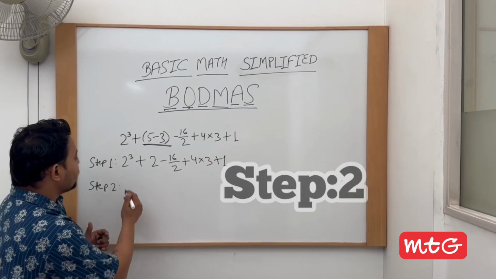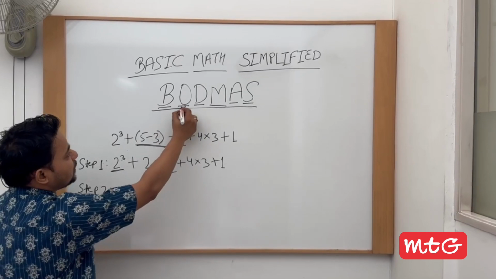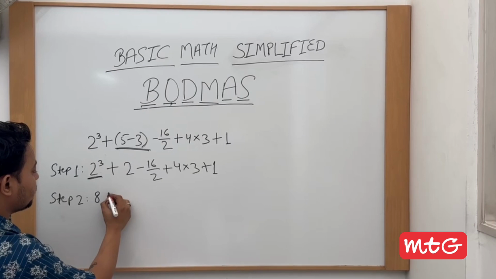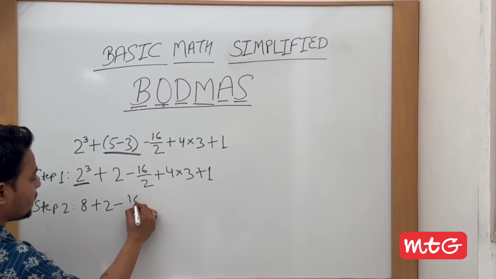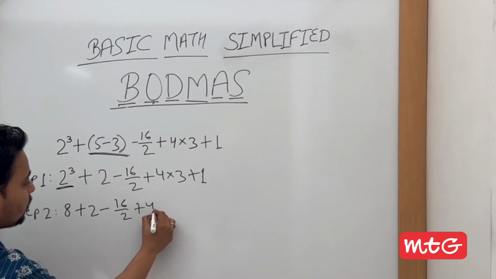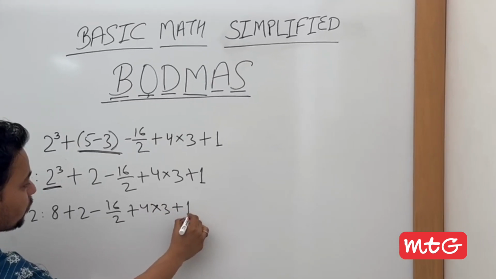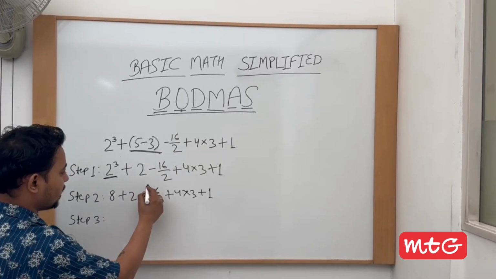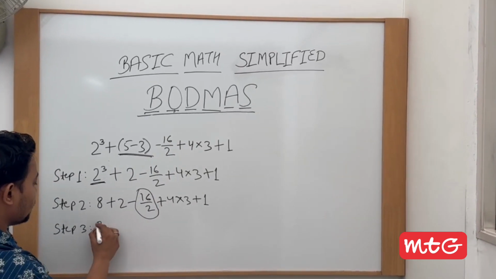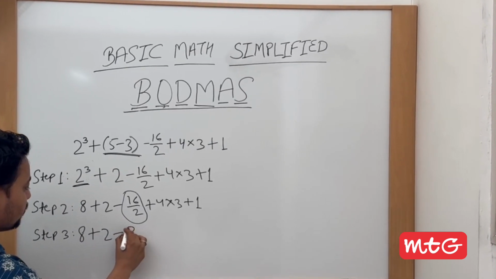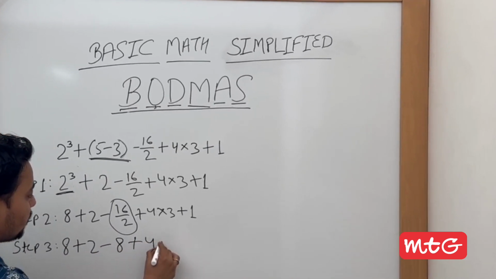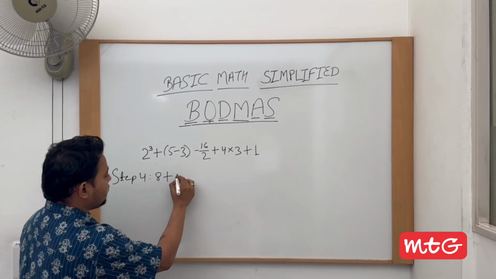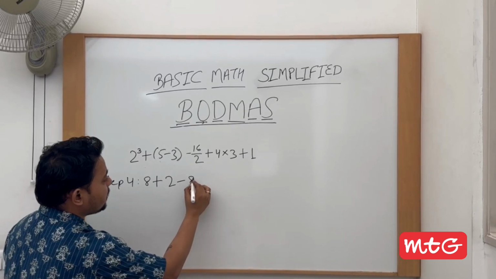Into the next part, we have to solve this one. As the formula says, after bracket we have to move to order. So here it comes to 8 plus 2 minus 16 plus 4 into 3 plus 1. Step 3 includes the division part. If you see here, we need to divide it here. So it will come to 8 plus 4 into 3 plus 1 minus 8.